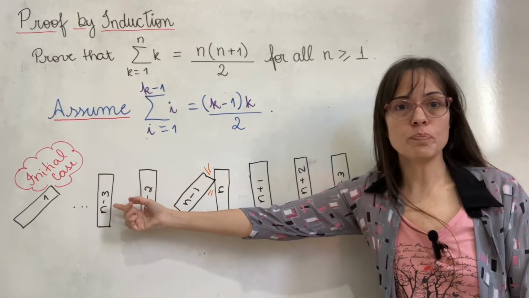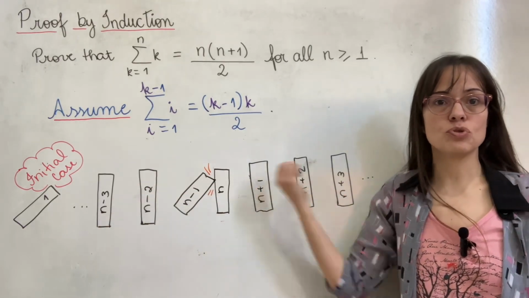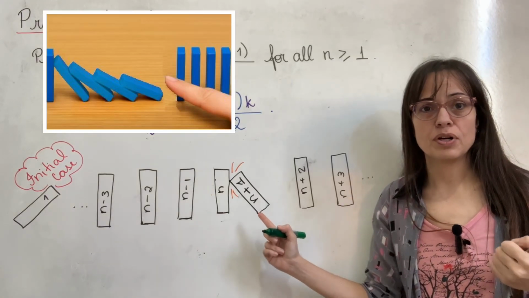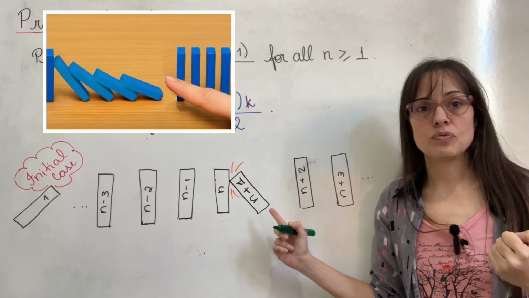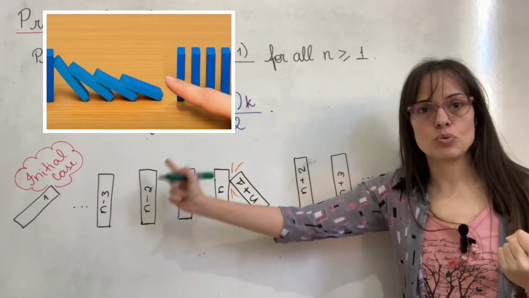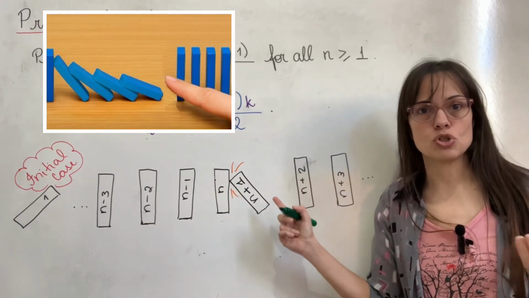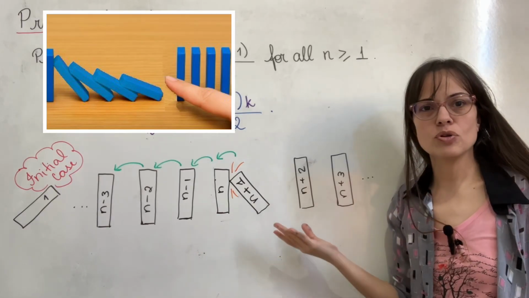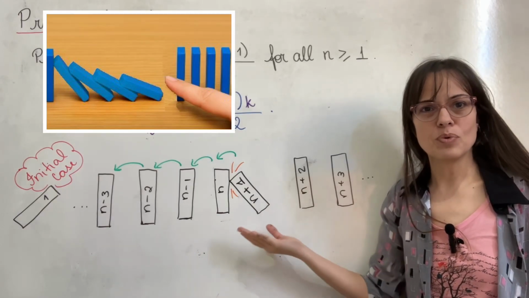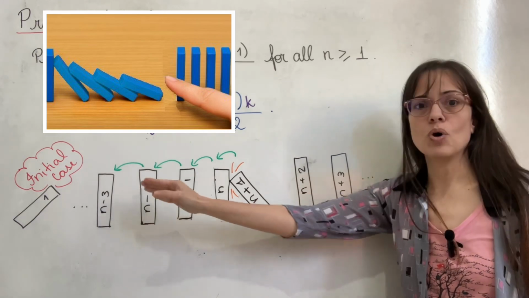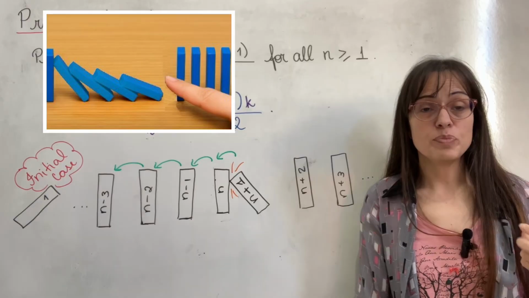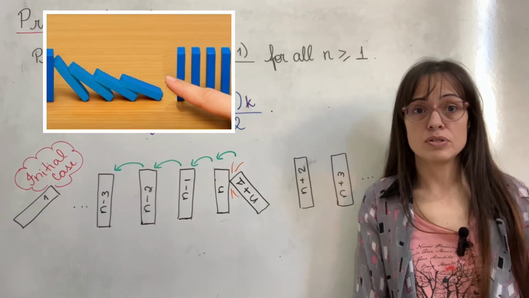So you're going to be pushing the dominoes from the left to the right. If you assume the truth of the statement for a value and then prove that it would also imply the truth of the previous one, such as assuming n plus 1 and proving n, then you're pushing your dominoes the wrong way around. You're going to push them all the way to 1, but what's going to happen to the other dominoes?